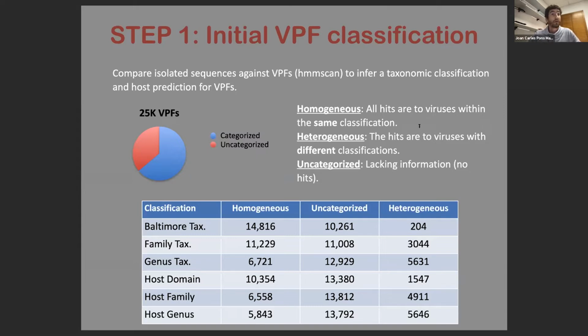Here there is a summary of the number of VPFs classified at different levels: 3 levels for taxonomy classification and 3 levels for the host prediction. And now the following steps try to obtain a better classification for the categorized VPFs, or to obtain a classification for the uncategorized VPFs.